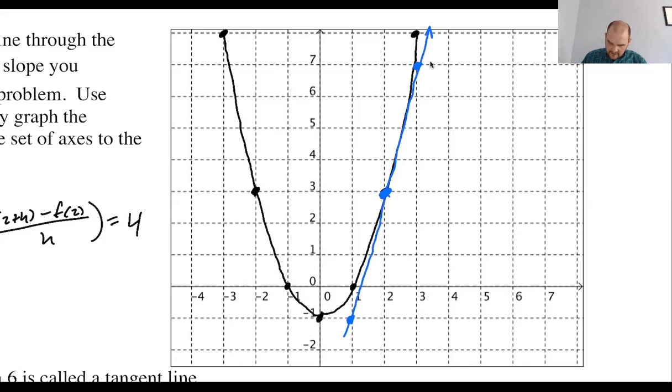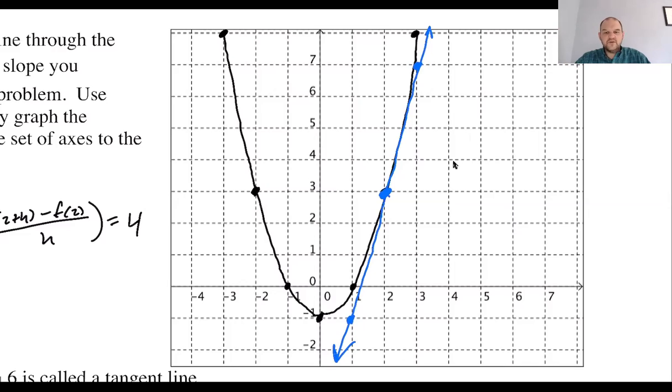Now a thing that's important about this is at the point of tangency, the tangent line and the function have the exact same value, right? They have the same y value. Also at the point of tangency, they have the exact same slope. So at and near the point of tangency, it's really hard to tell the difference between the tangent line and the function.